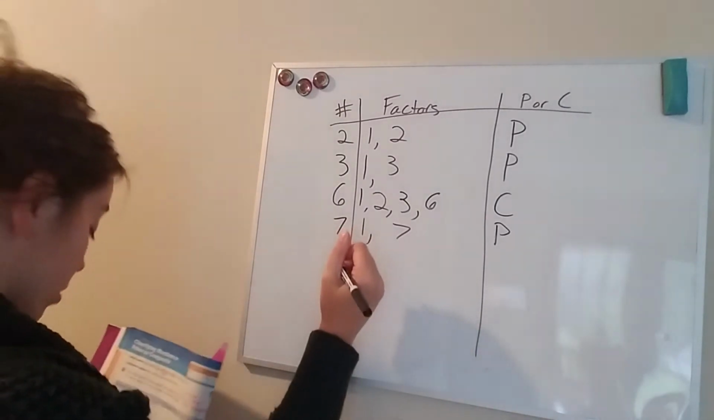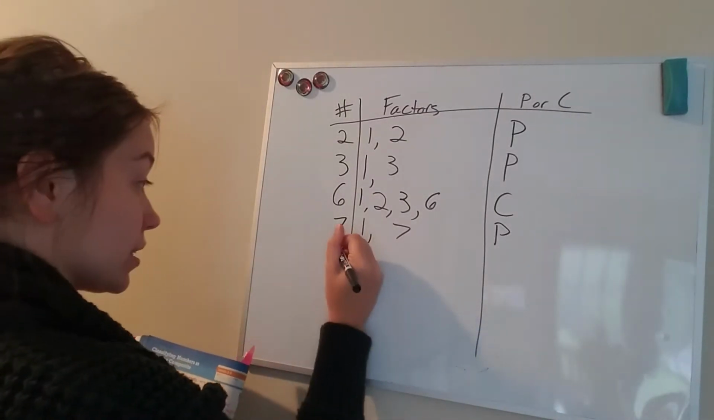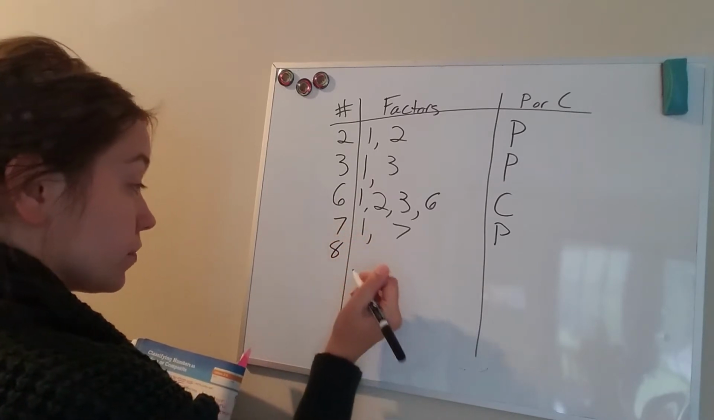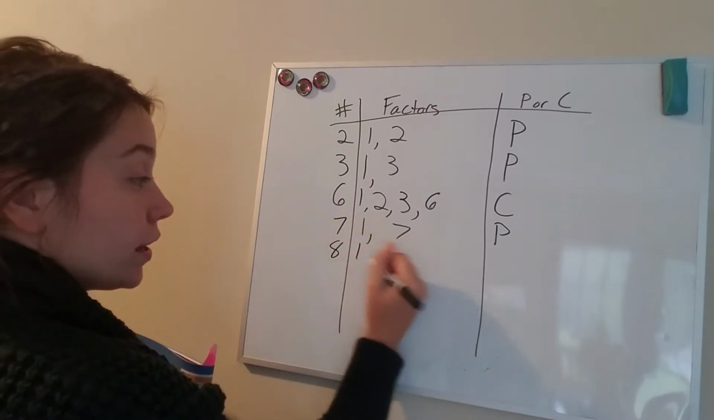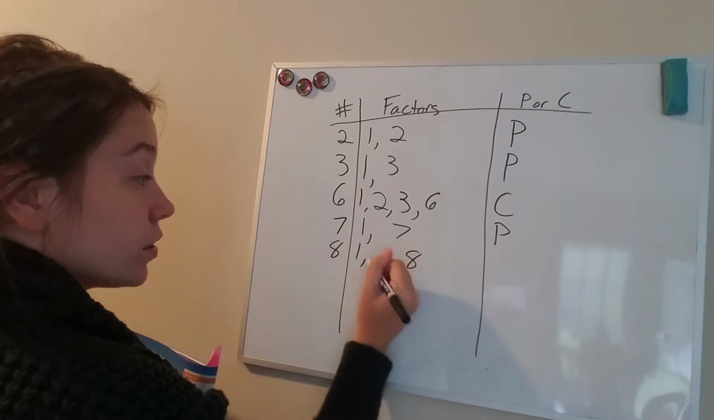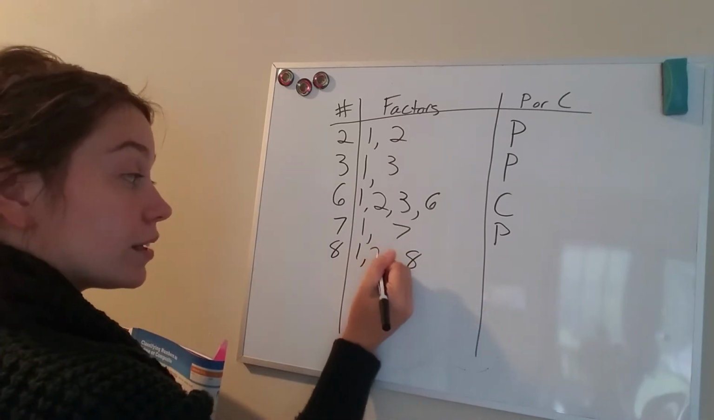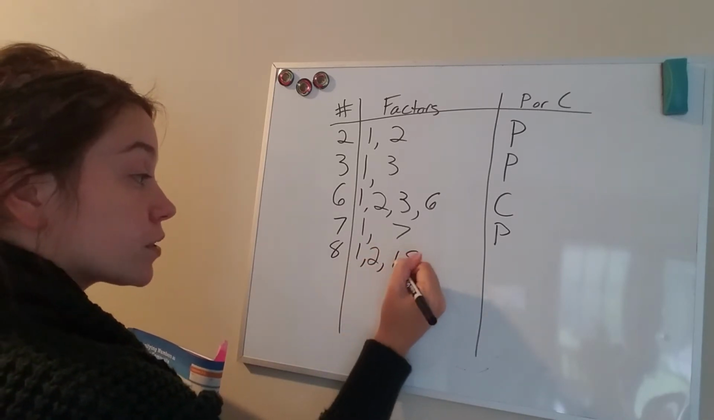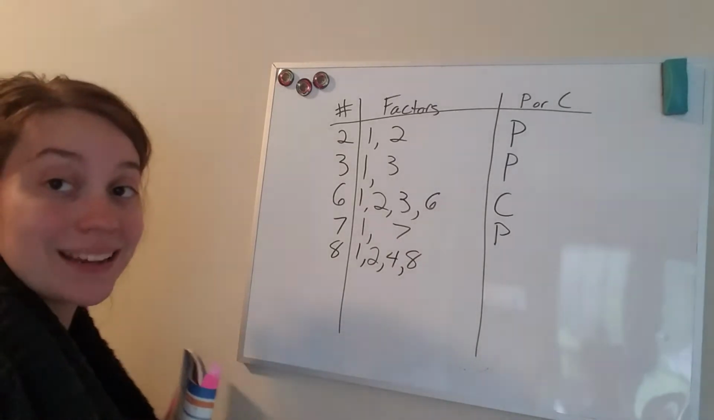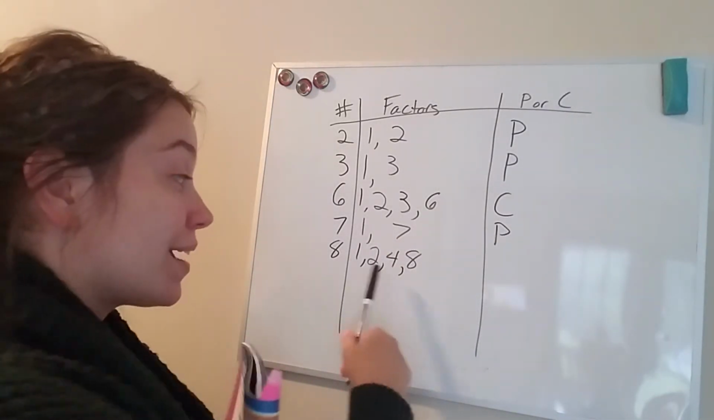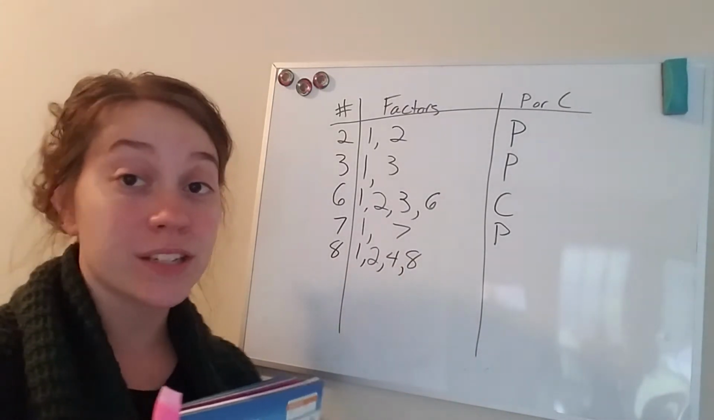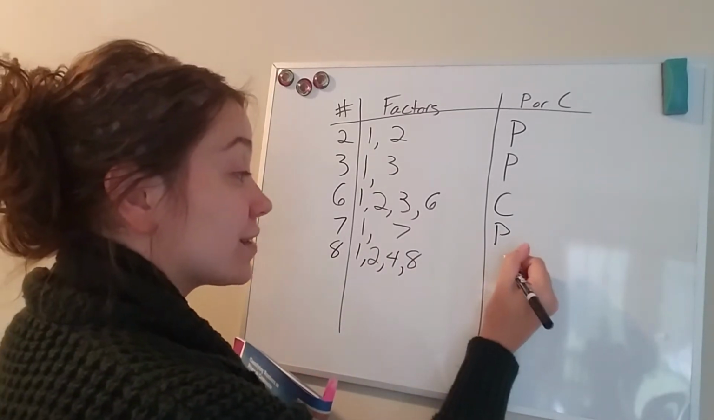Okay? And then we have number 8, which our factors are 1 and 8. And then can we put 2 in it? Yes. 2 times 4. Can 3 go in it? No. And then we get our turnaround fact where we get to 4. And this one is composite.